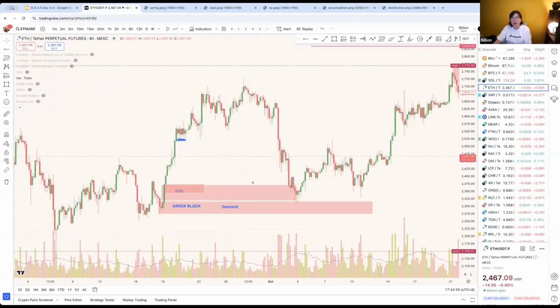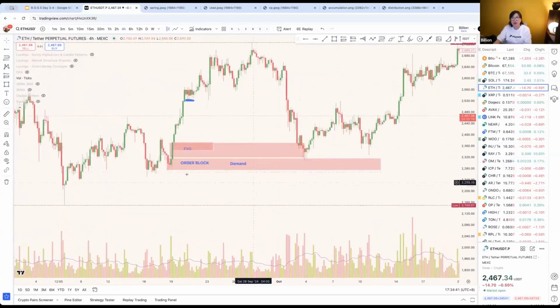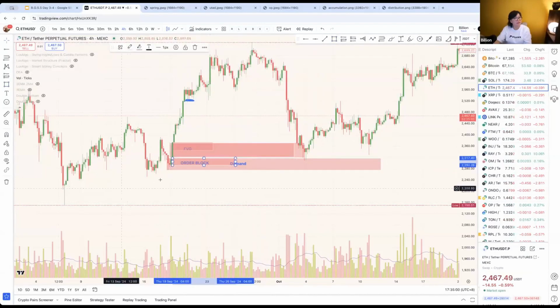Then I will try to see what I can see at the 4 hour timeframe. Aha, so the 4 hour timeframe gives me a confirmation, right? Guys, did you see it? Can you see it? 4 hour timeframe, what do you see? FVG, order block. So is this order block sound? Very sound.